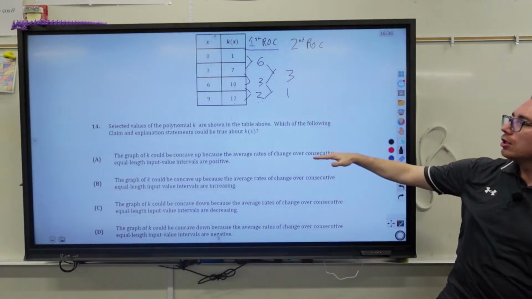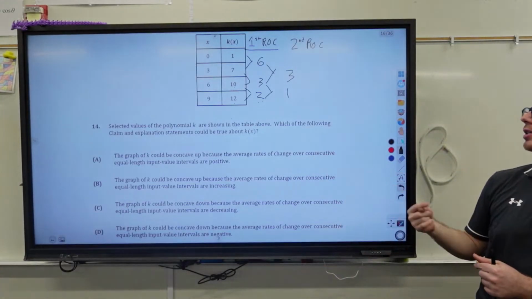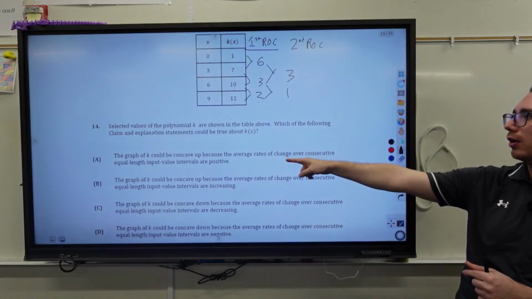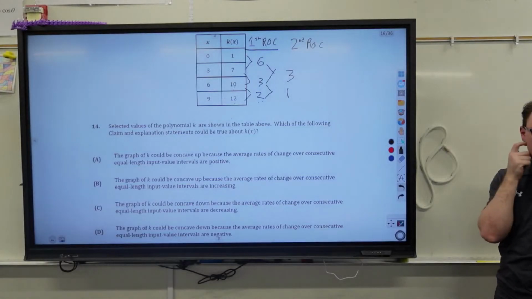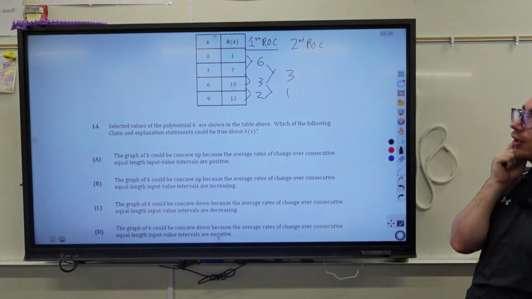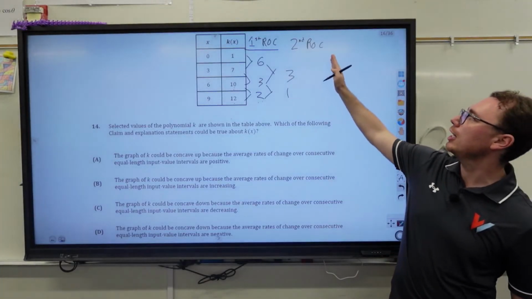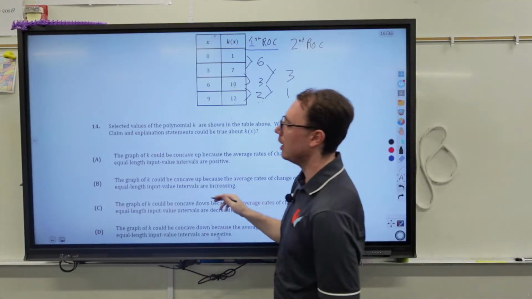Because you can't really take a third rate of change here, there are just two of them, we don't have anything to compare. So for this problem here, the graph of k could be concave up because the average rate of change over consecutive equal length interval values are positive. Well, it's not necessarily a positive value or a negative value that determines if concavity is up or not. Rather, it depends on whether the rate of change is going to be constant. So we know it's not going to be A here.